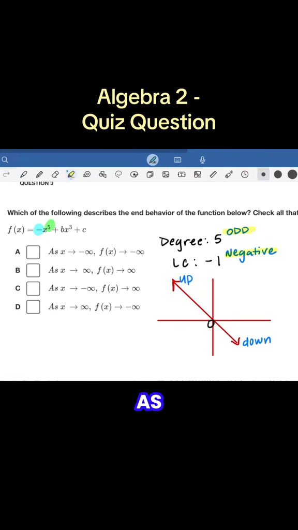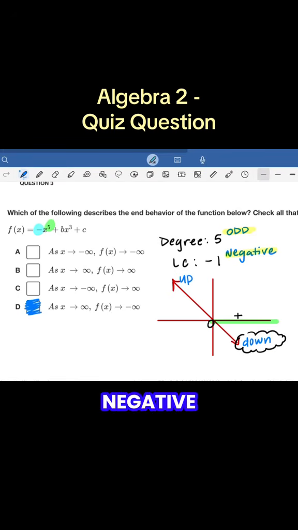So you would say as x approaches positive infinity. So positive infinity would be to the right. Then notice how we are going down. So that's going to be choice D.